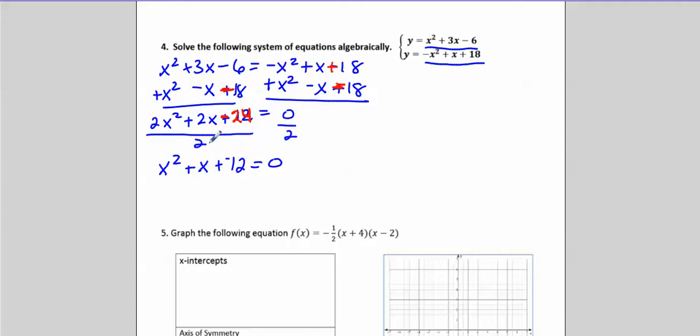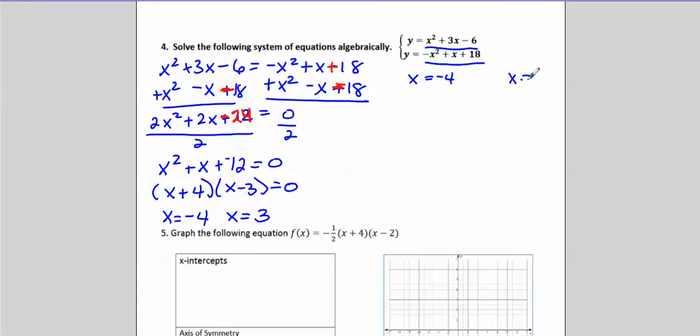All right, so maybe this will work. I need numbers that multiply to negative 12 and add to 1, and those numbers would be 4 and negative 3. So I get x equals negative 4 and x equals 3. And then I need to substitute them in. So the equations look about the same. I'll use the first one since the x squared is positive there.